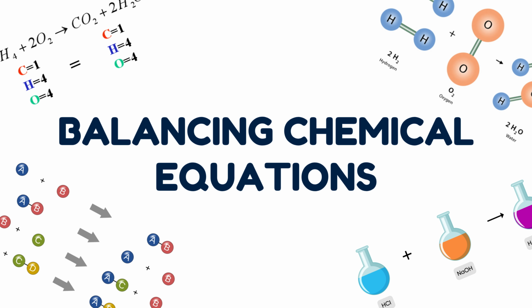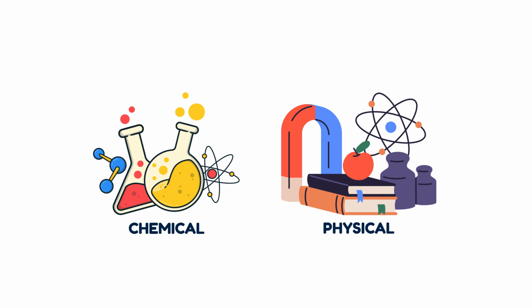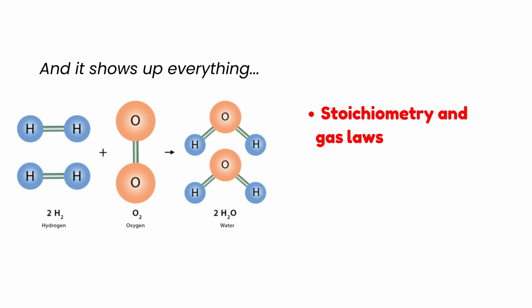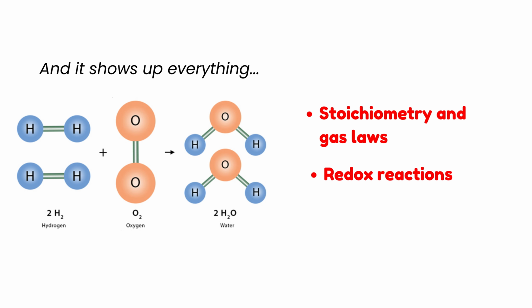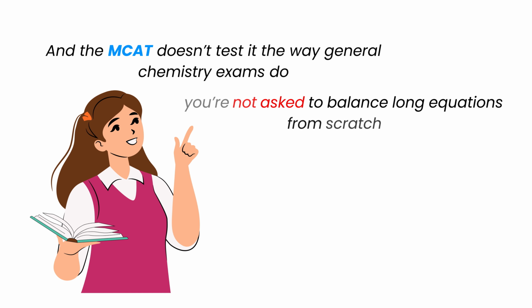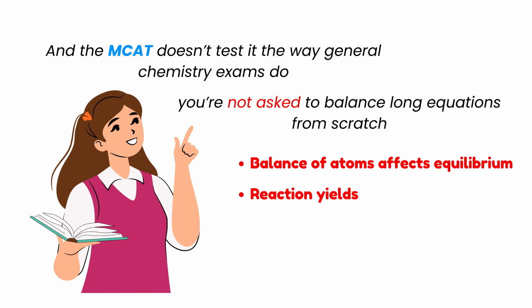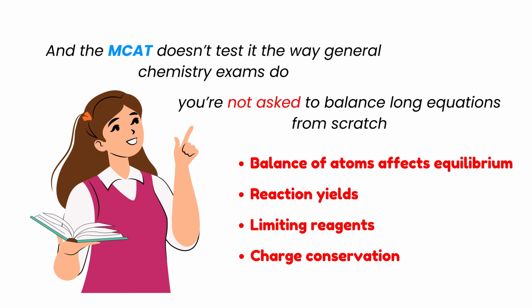Balancing chemical equations is a core skill in the Chemical and Physical Foundations of Biological Systems section of the MCAT, and it shows up in everything from stoichiometry and gas laws to redox reactions and metabolic pathways. And the MCAT doesn't test it the way general chemistry exams do. You're not asked to balance long equations from scratch. Instead, you'll see passages where the balance of atoms affects equilibrium, reaction yields, limiting reagents, or charge conservation.